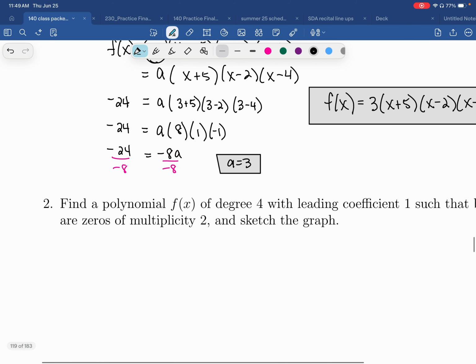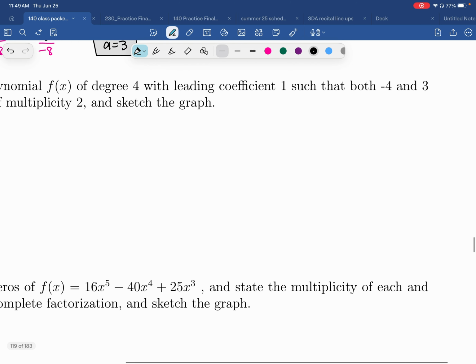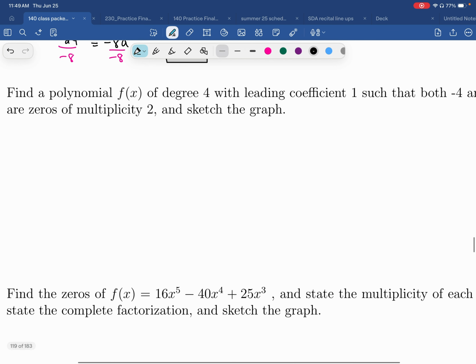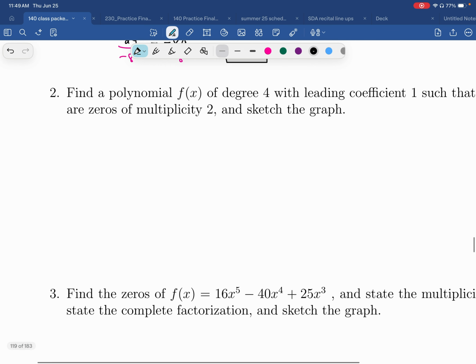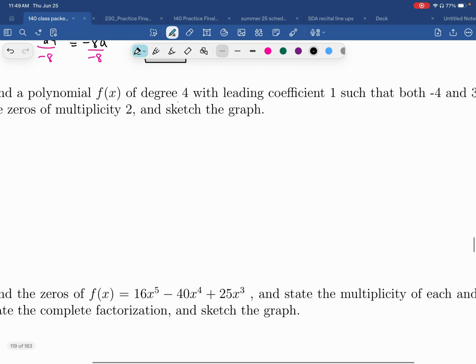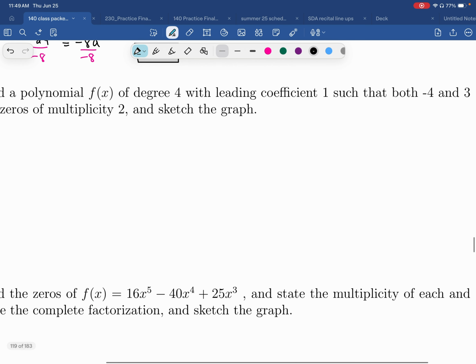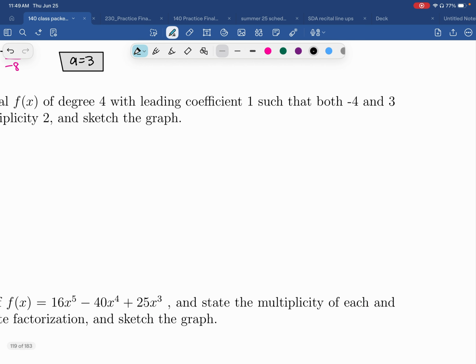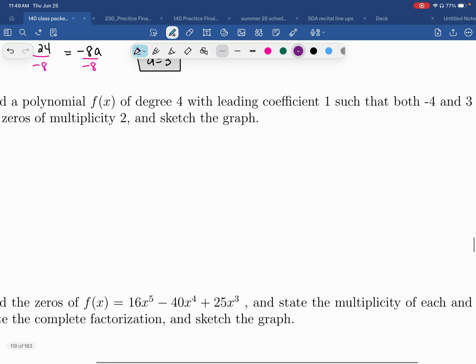Moving on to number 2. Find the polynomial of degree 4 with leading coefficient 1, such that both -4 and 3 are zeros of multiplicity 2, and sketch the graph. So we know we have to have degree 4. That means I need 4 zeros. They're only giving me 2, but they're telling me that they each have multiplicity 2. So that gives us a total of 4. And our leading coefficient is 1. This is telling us that our a equals 1.